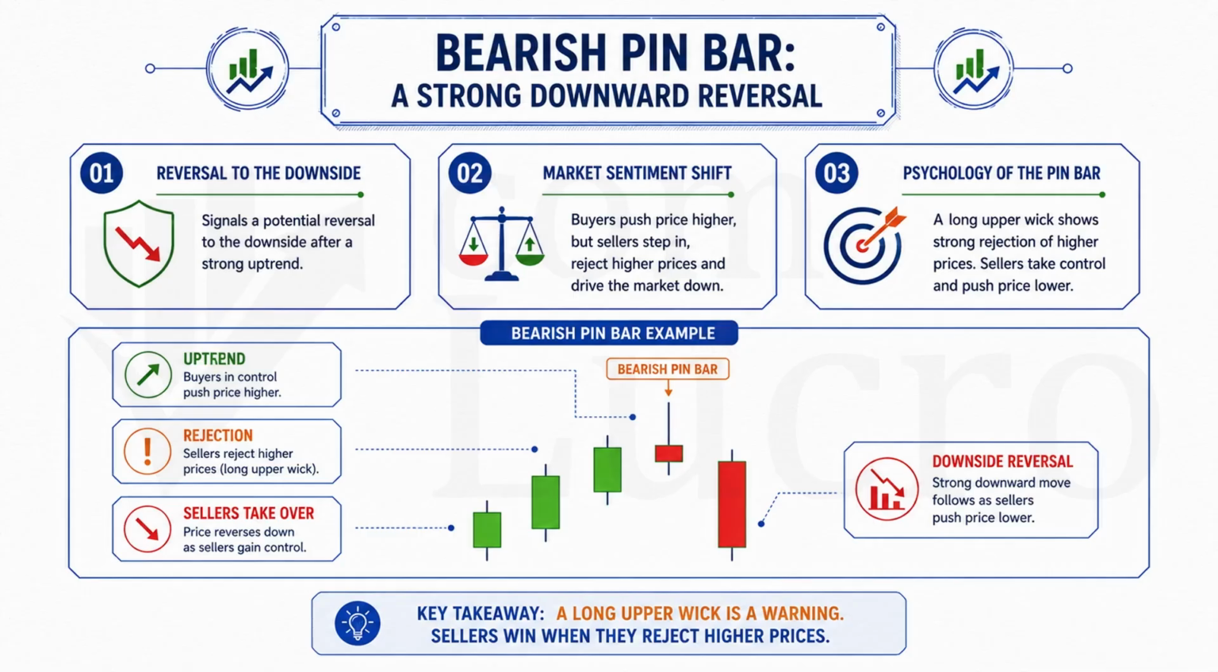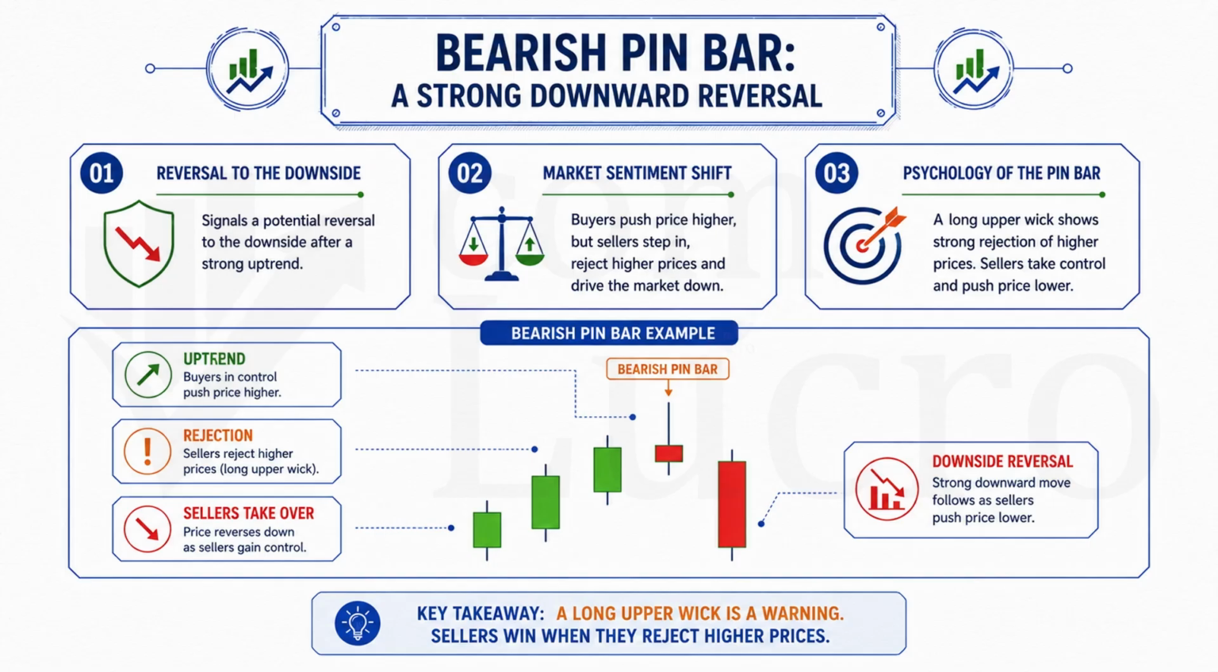Now the bearish pin bar, essentially the opposite setup. It signals a possible reversal to the downside, particularly after a strong uptrend or near a resistance zone. And it has a small body near the bottom with a long upper wick that shows rejection of higher prices.